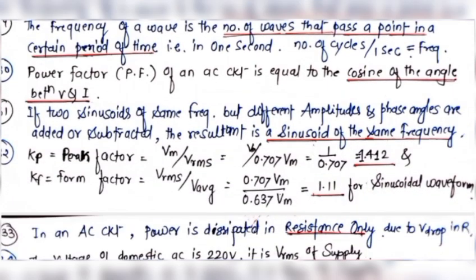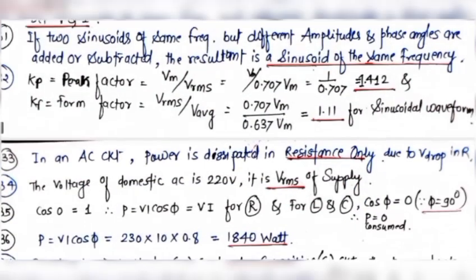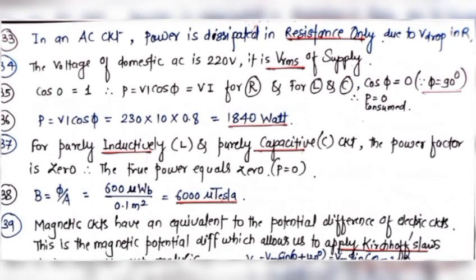If two sinusoids of the same frequency but different amplitude and phase angle are added or subtracted, the resultant is a sinusoid of the same frequency. Peak factor is equal to the ratio of maximum value to the RMS value, and that is equal to 1.414, and form factor is the ratio of RMS value to the average value, that is equal to 1.11 for a sinusoidal waveform. These are the constants for designing electrical equipment.